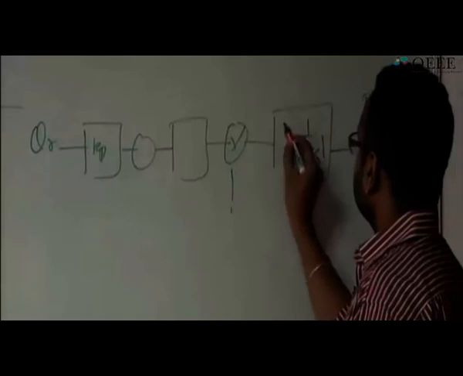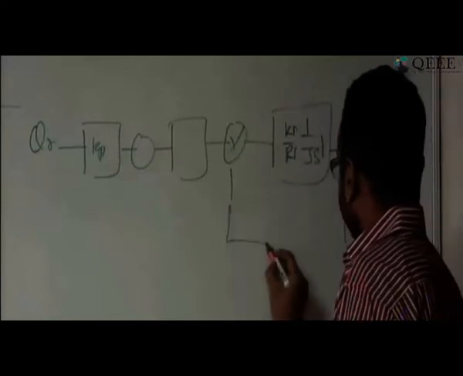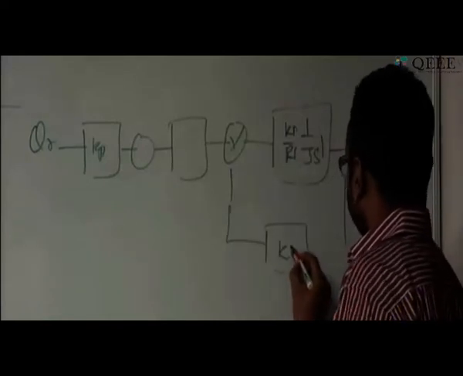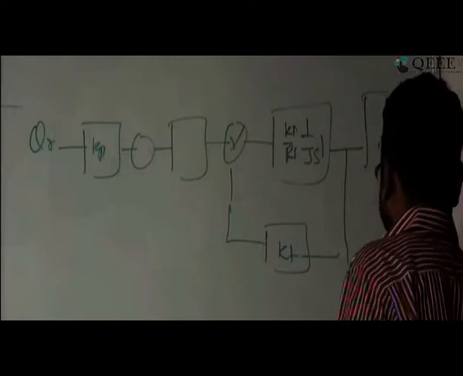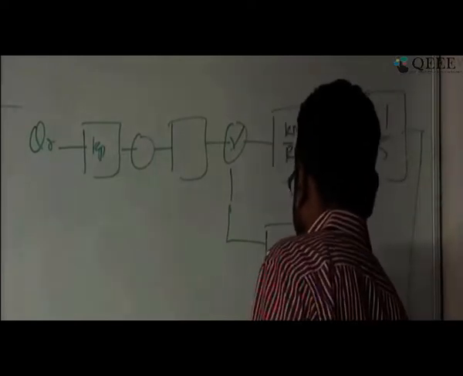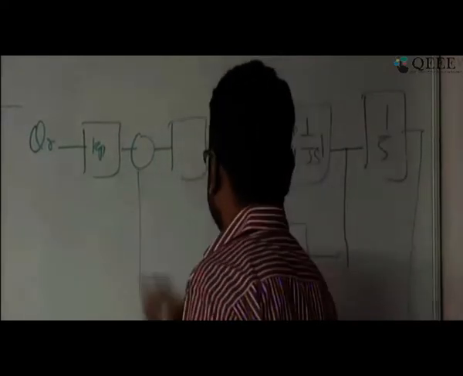Okay. So 1 by Js and 1 by s, I have written it. Is that fine if I write it here? Okay, fine. And this is the sum term like Kt by Rf. Now this term I have added here, Kt. And this remaining thing is as it is.